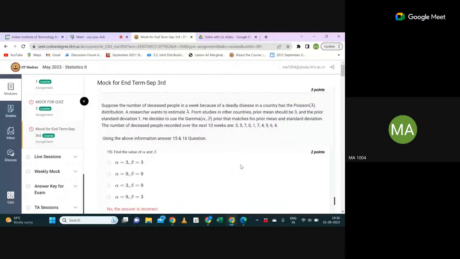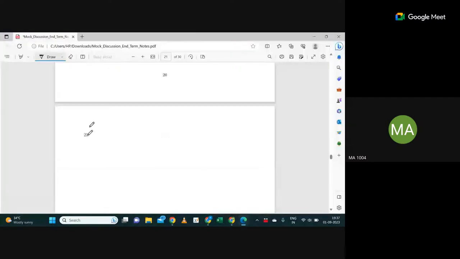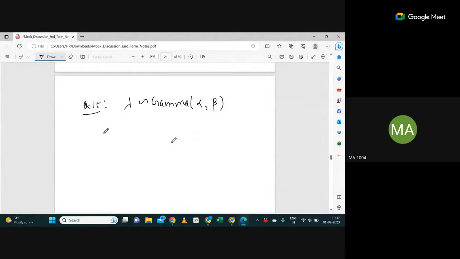Now see, these samples are recorded from the Poisson distribution, correct? Yes, sir. Before that we have to find alpha and beta. Question number 15 says that lambda, which is the prior, follows a gamma distribution with parameters alpha and beta. The mean is 3. In the case of gamma distribution, the mean is alpha by beta, which is 3. The standard deviation is 1, so the variance is also 1. And the variance is alpha by beta square.